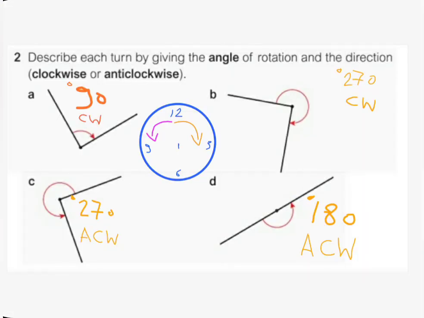First, you find the angle of rotation, and then describe the rotation. Is it clockwise or anti-clockwise? So the angle and then the direction of rotation.